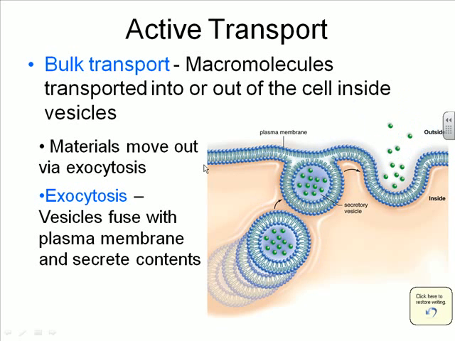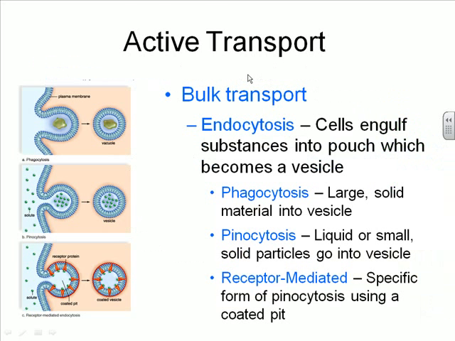Because it is large, it could not use one of those proteins we looked at earlier. It couldn't use a channel protein. It could not use a carrier protein. These materials are macromolecules. They're too large for that. We may also need to bring materials into the cell. To bring materials into the cell is still going to require ATP.